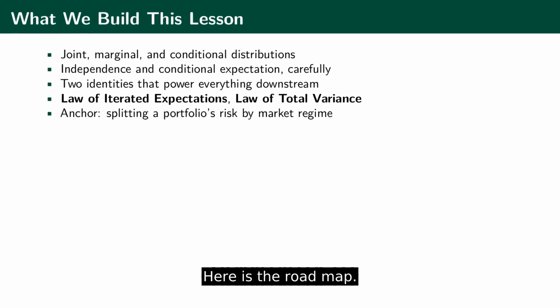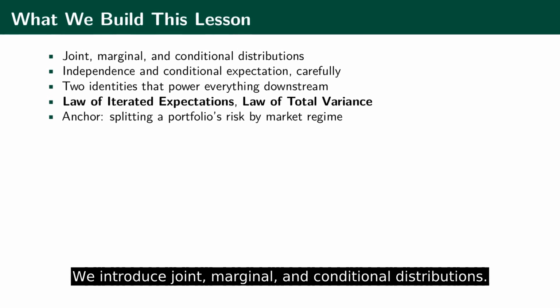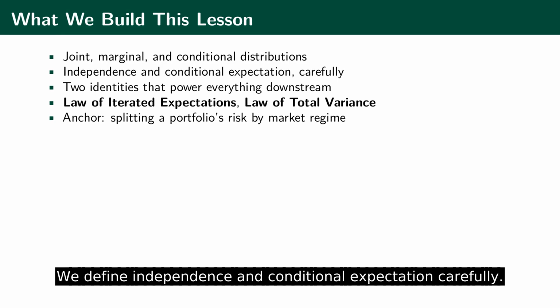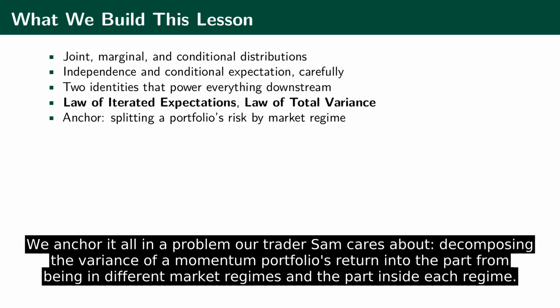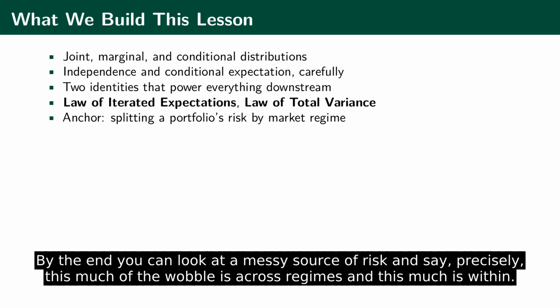Here is the roadmap. We introduce joint, marginal, and conditional distributions. We define independence and conditional expectation carefully. Then we prove the two identities that quietly run everything later, the law of iterated expectations and the law of total variance. We anchor it all in a problem our trader Sam cares about, decomposing the variance of a momentum portfolio's return into the part from being in different market regimes and the part inside each regime.